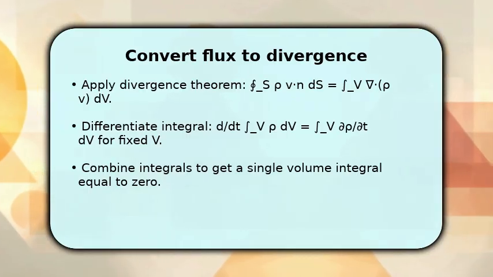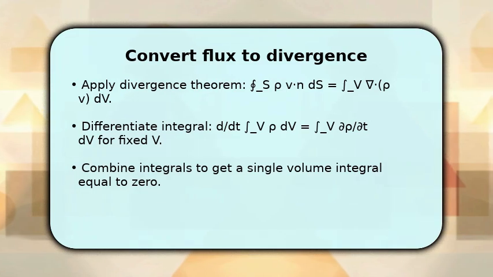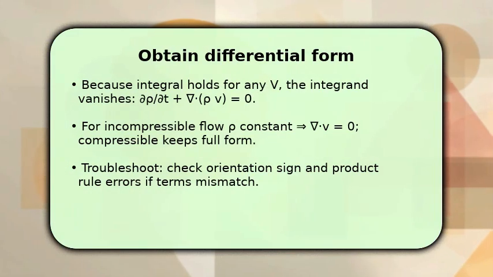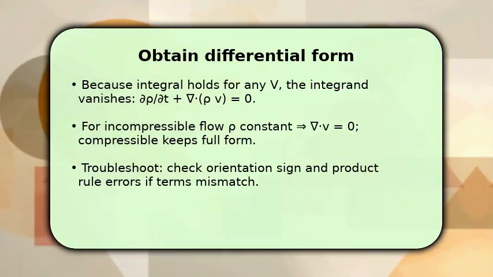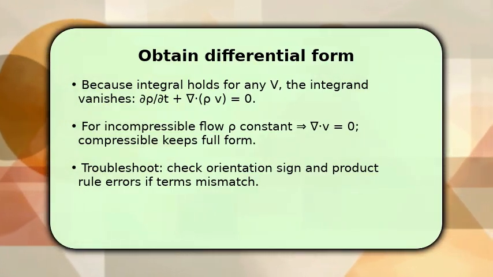Make sure you keep signs consistent. The result must hold for every V. You conclude by invoking the fundamental lemma. If the integral over V of f dV equals 0 for every V, then the integrand must be 0 pointwise. Thus you get the continuity equation: partial rho / partial t plus div(rho v) equals 0.